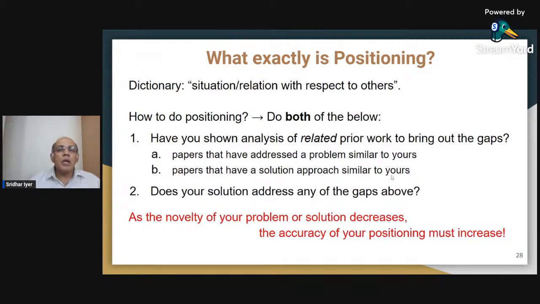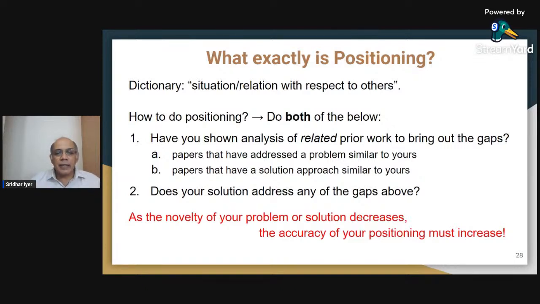So now the key question to answer is, does your solution address any of the gaps? It's important to identify what is the gap in the related work. It is useful to draw this in the form of a Venn diagram or something to identify that X has done all this, Y has done something else, and Z has done something else, and still there is this piece which is missing, which nobody seems to have done, which is what I am going to do.